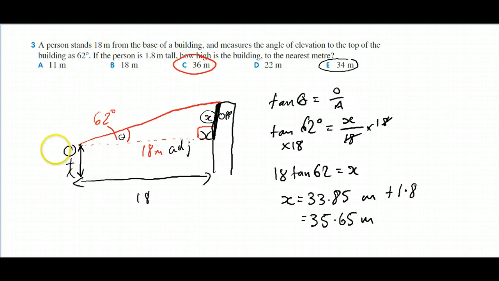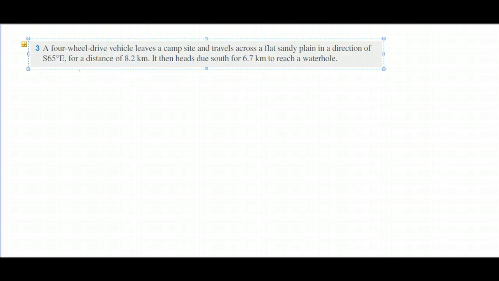So watch out when you see the person's height included in the question. That's a big clue that you've got to measure the angle from the top of that person, and then you've got to add their height to whatever. If you're measuring the height of a building or something like that, you'd have to add their height to that. Watch out for that. Okay, here's our next question.